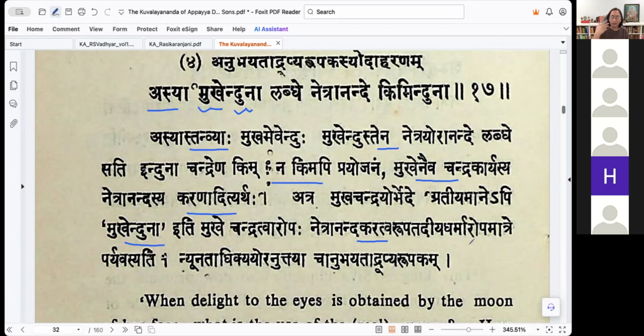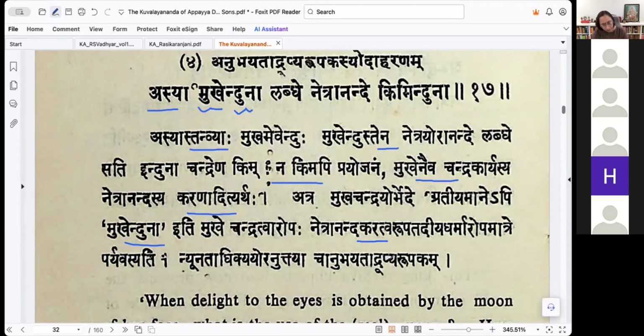So where do you come across bheda there? Mukha and chandra are specifically mentioned. Okay, because of that there is a bhedam. Whereas when I say sakshad induhu idam, iti nasti. And the sarvanama shabdam, if we do not say induna, we just say asyaha mukhenaiva labde netranande, then it becomes pratipa? Yes, it does. Oh, okay. That was the question.